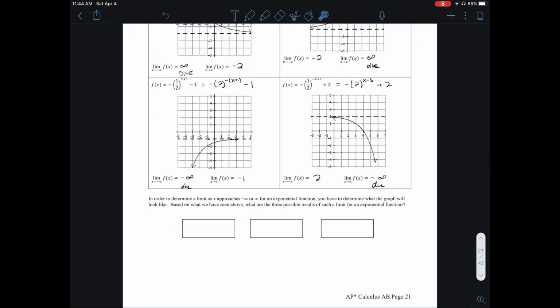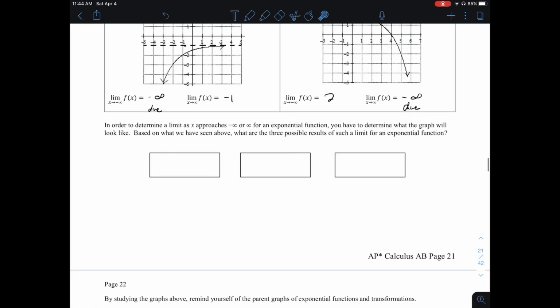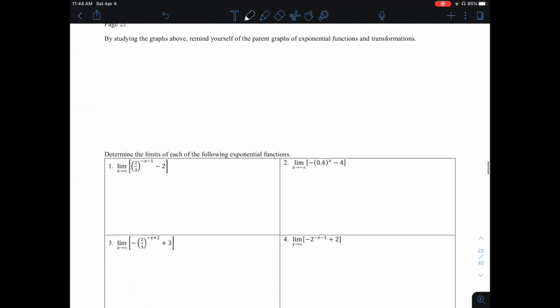So all that being said, in order to determine a limit as x approaches negative infinity or infinity for an exponential function, you have to determine what the graph will look like. Based on what you've seen above, what are three possible results for these limits? Well, it could approach negative infinity, it could approach infinity, or it could approach the y value of the horizontal asymptote. Those are your only choices.